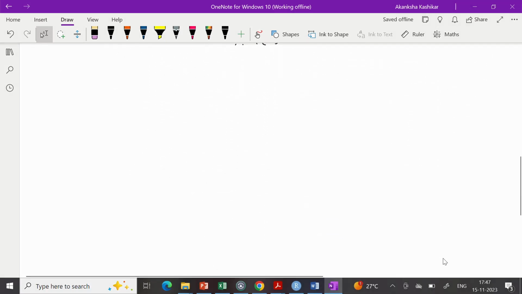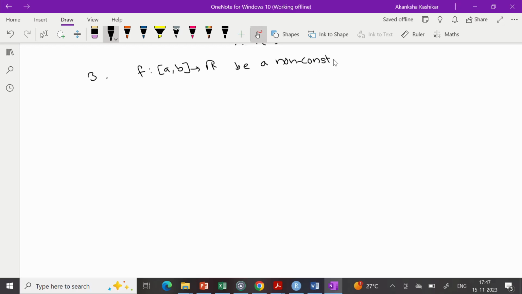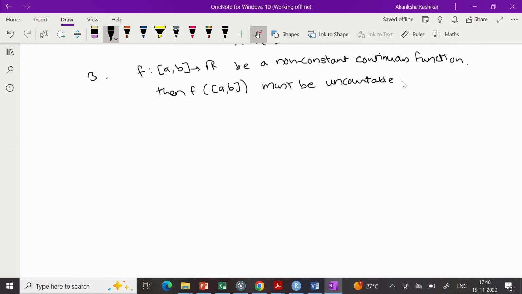Now let me talk about the third application. It is also pretty simple. The third application says: if f from [a,b] to R is a non-constant continuous function, then f of [a,b] must be uncountable. Can you see the proof?